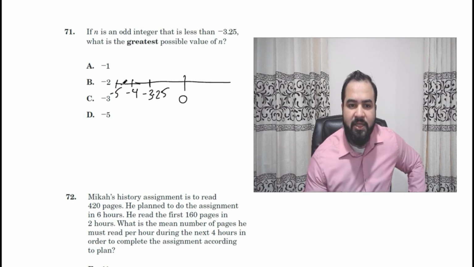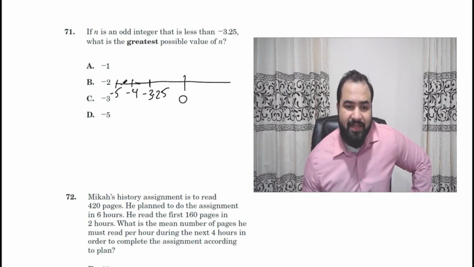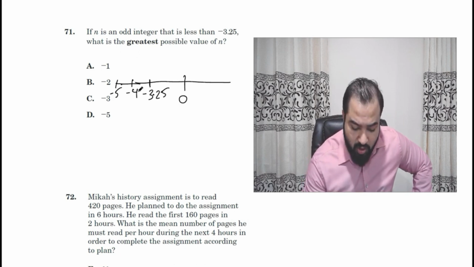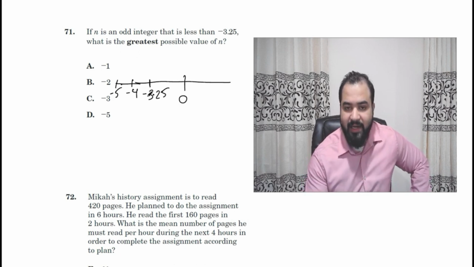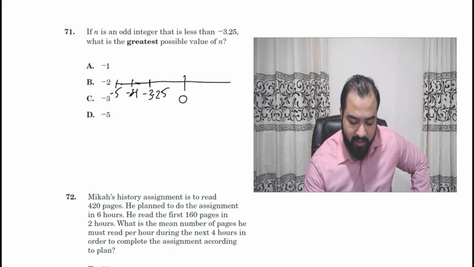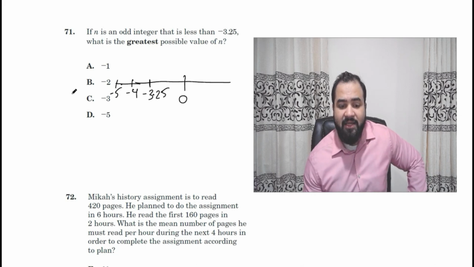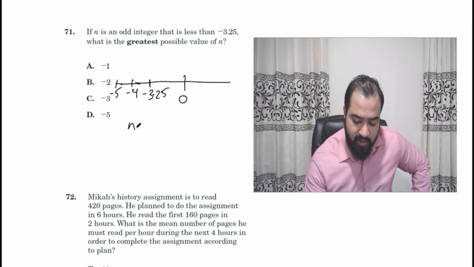But what is the question asking? It says what is the greatest possible value of n? Now n could be all the numbers that are less than negative 3.25. So it could be negative 4, negative 5, negative 6, but it says n is an odd integer. So I know that n could be negative 4, negative 5, negative 6, negative 7, and so on.